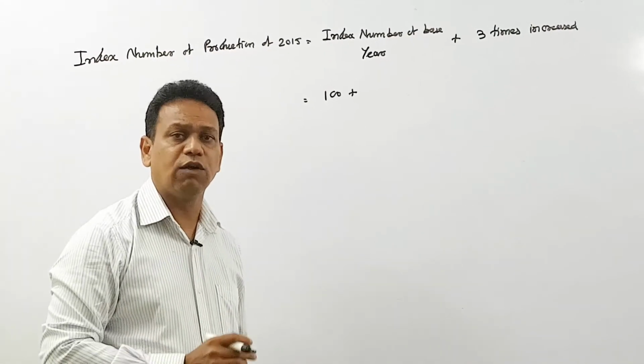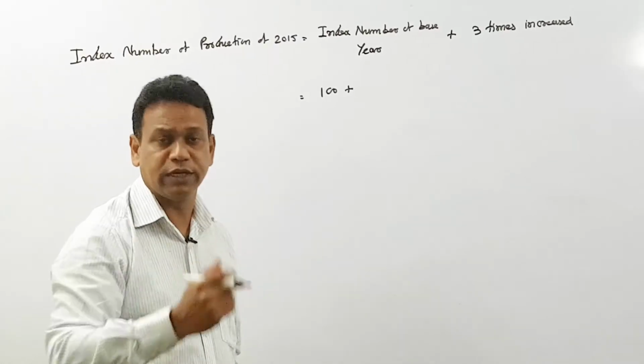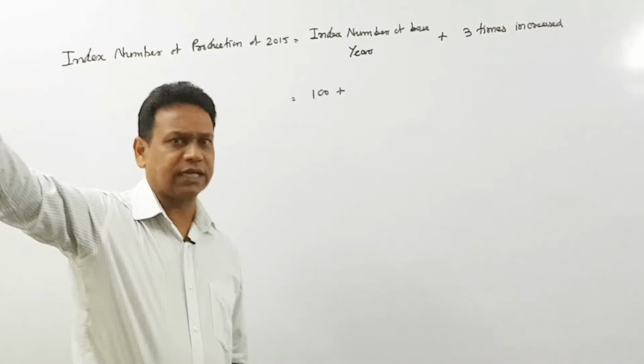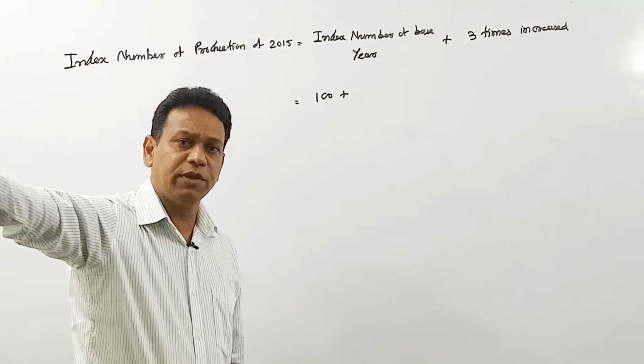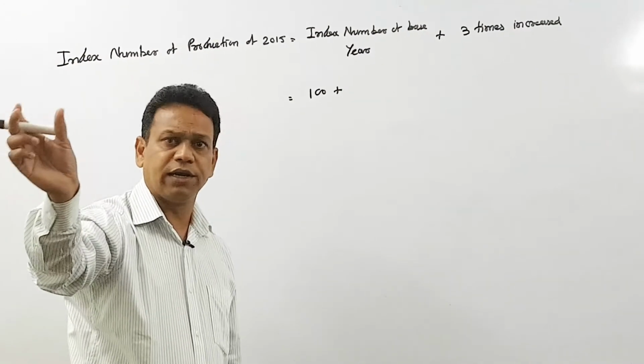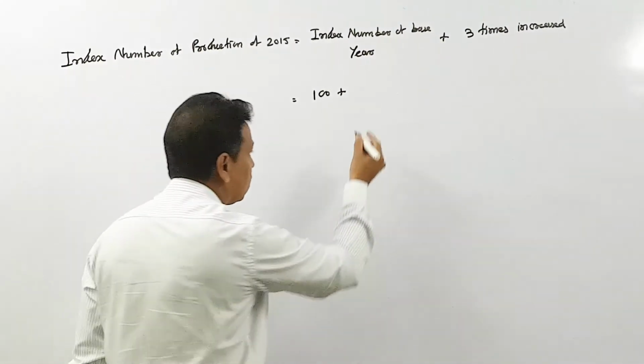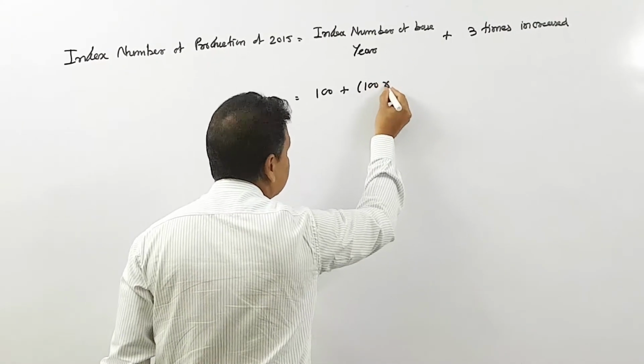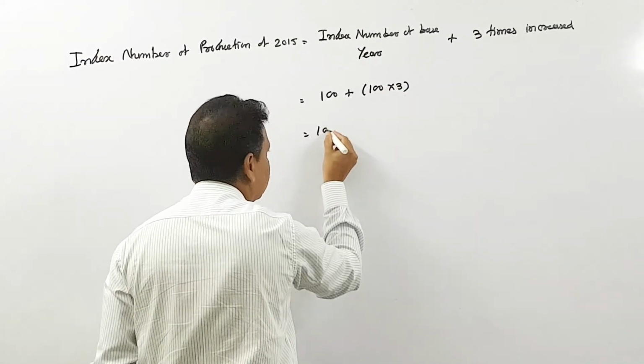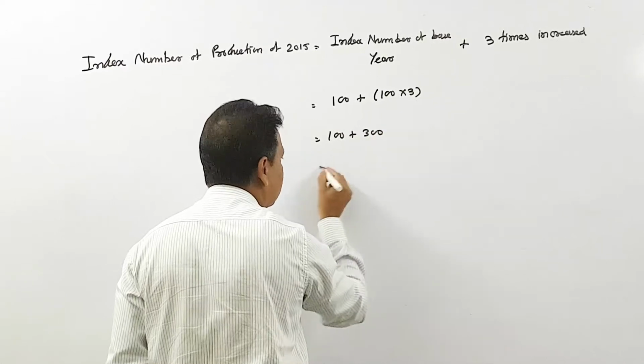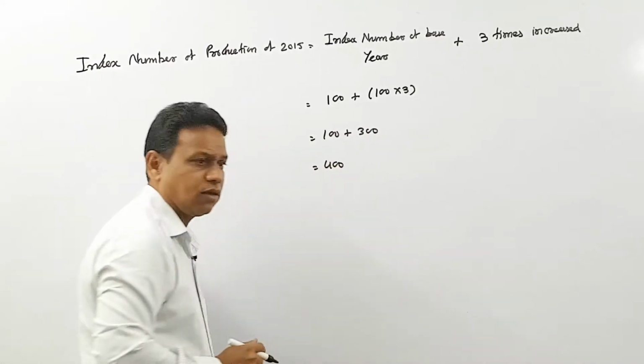So first of all, we have to find out which amount is going to be increased. So 3 times, so your index number of base is 100, it will be multiplied with 3. So we got 100 into 3, it is 300. So here we have to mention 100 into 3. So 100 plus 300, and our index number becomes 400.